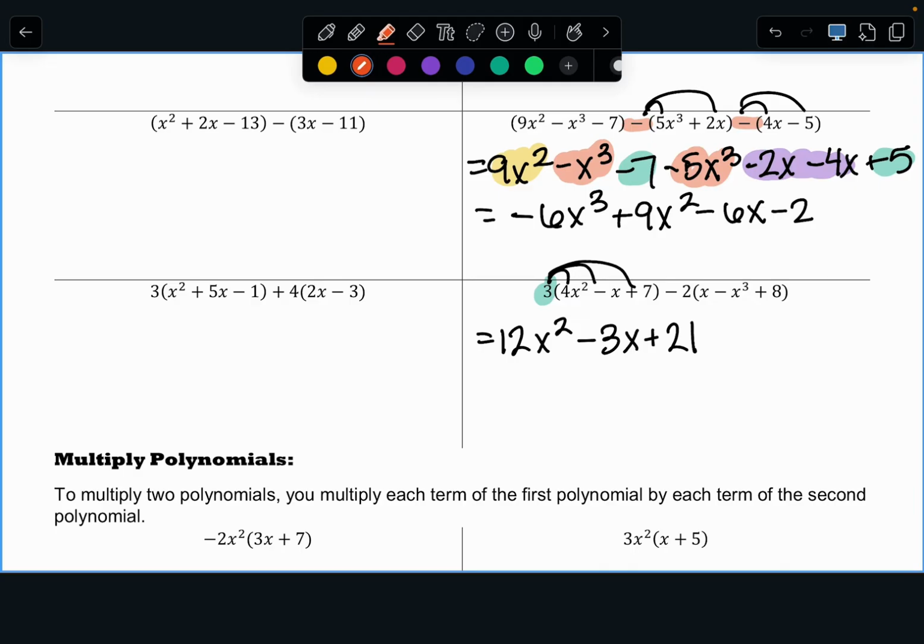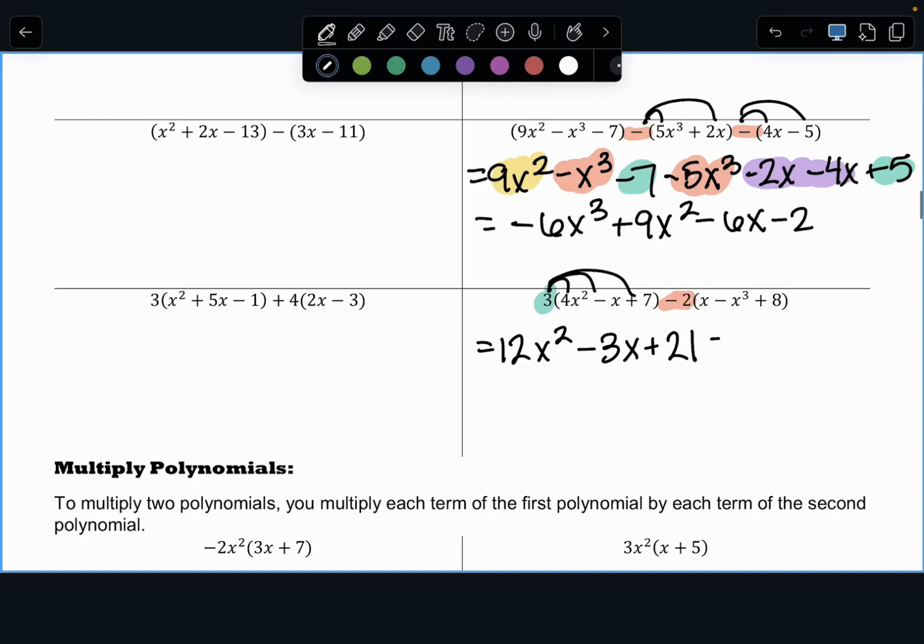The second set of parentheses, are they doing something? Yeah, what should I distribute in there? Negative 2 into the whole thing. I'm bringing the negative with it. Okay? So this would be negative 2x. Negative 2 times negative x cubed is positive 2x cubed. And then minus 16. Perfect.